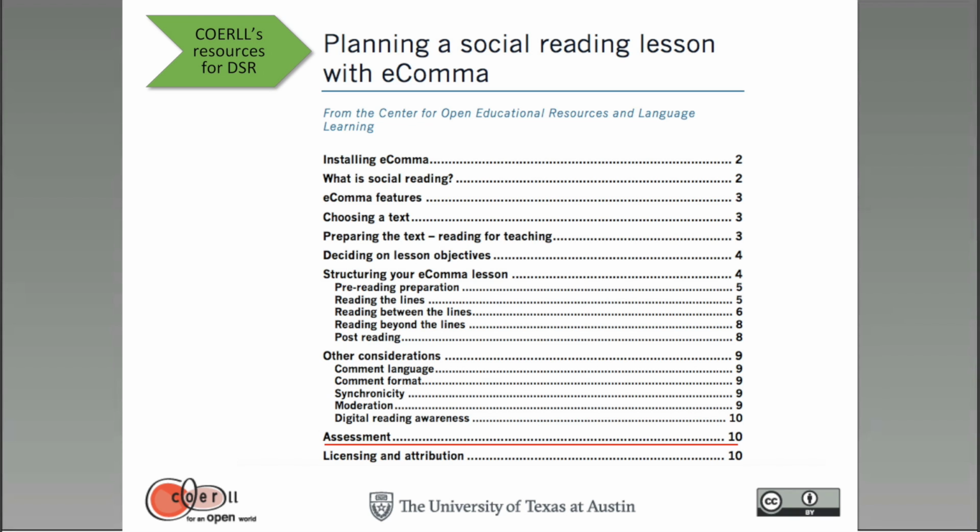So social reading can be carried out either inside of the classroom, so synchronously, all the students at the same moment, or it can be done asynchronously, essentially outside of the classroom as homework. There are also questions of moderation, digital reading awareness. There's a lot of work being done in the cognitive sciences to try to understand social reading better. I mean, not just social reading, but reading comprehension. So there's some information about that. And then we get to assessment.